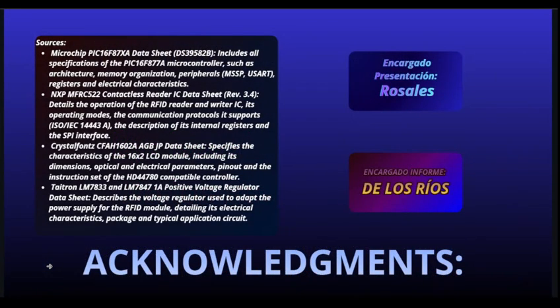Now, the sources. Microchip PIC16F87XA datasheet DS39582B includes a specification of the PIC16F877A microcontroller, such as architecture, memory organization, peripherals, MSSP, USART, registers, and electrical characteristics.